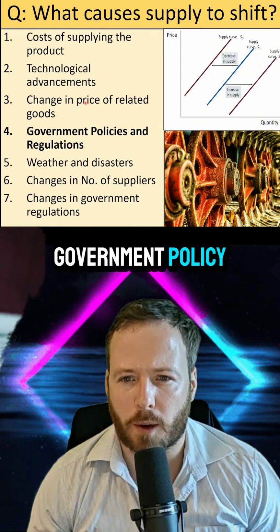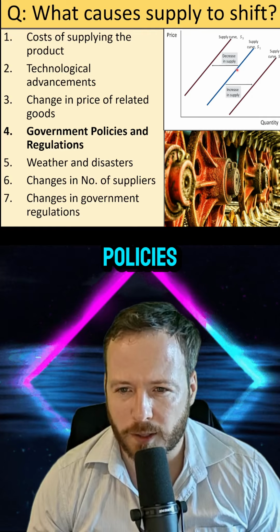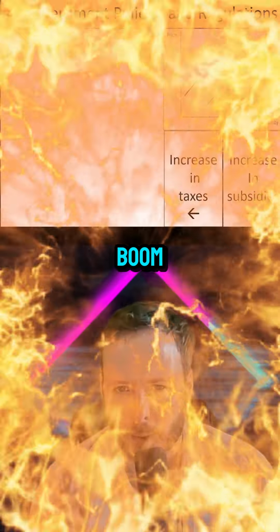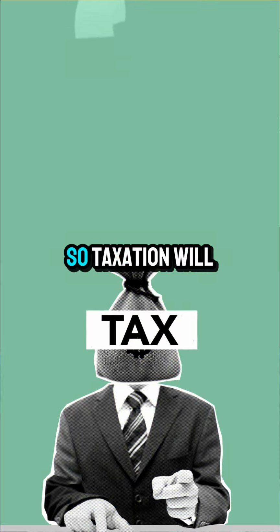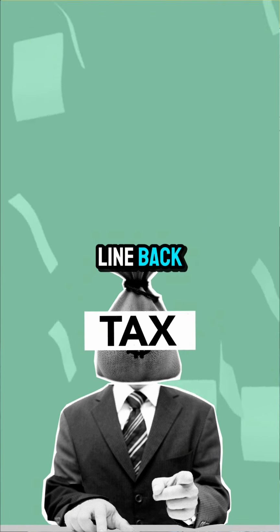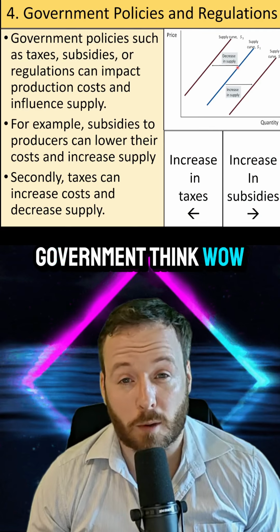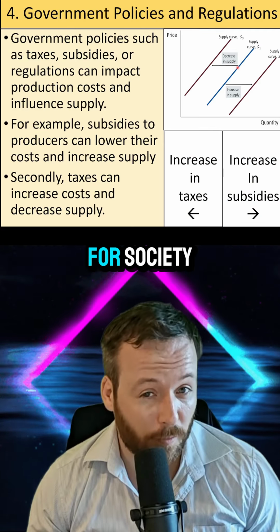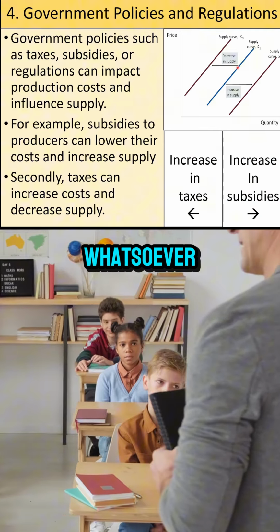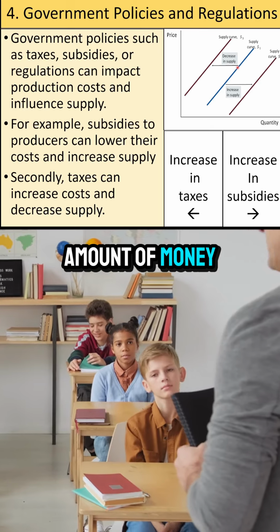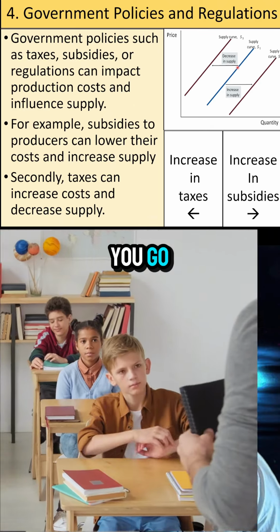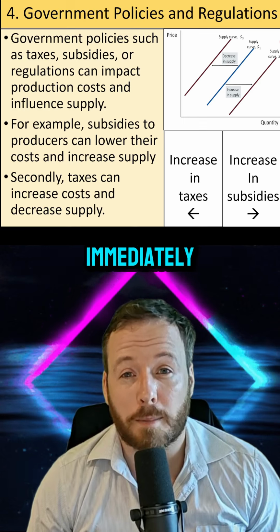Next, government policy. Can you think about the government policies that will shift this back or forward? Boom, taxation, that's right. So taxation will shift the supply line back because technically the company has to pay more money to produce. And if the government think, wow, this is a great product, wonderful for society, absolutely no corruption whatsoever, here's a massive amount of money for you to produce that product. Good luck, off you go. It can push the supply forward immediately.